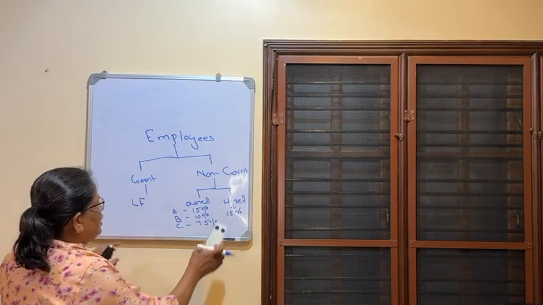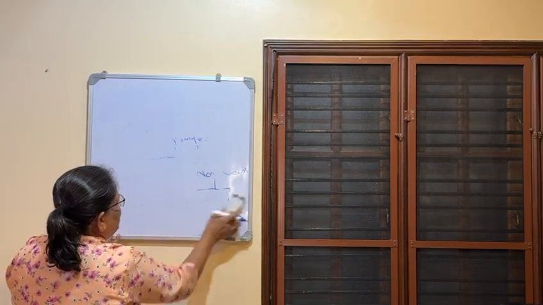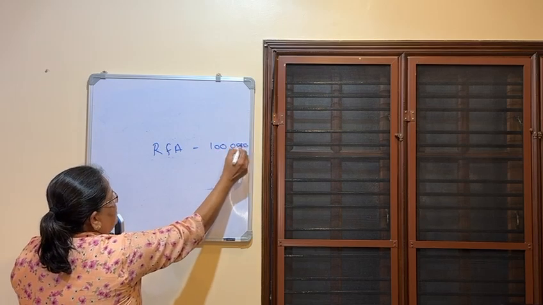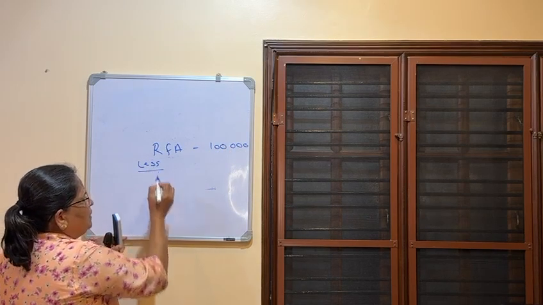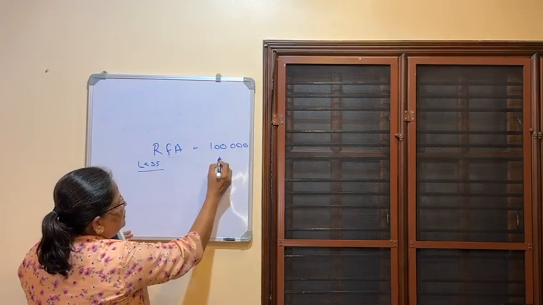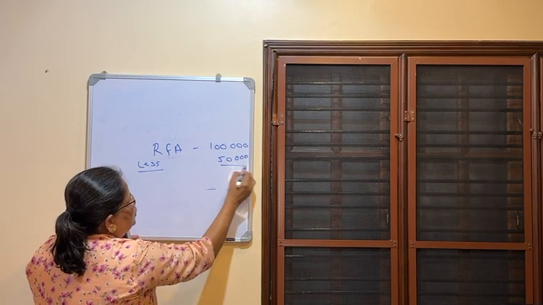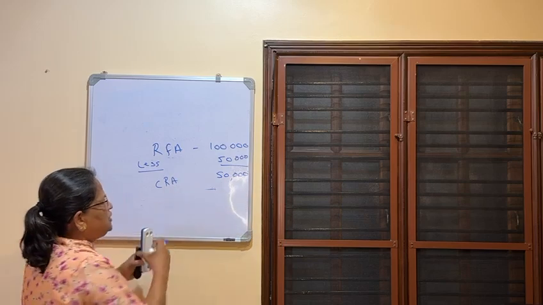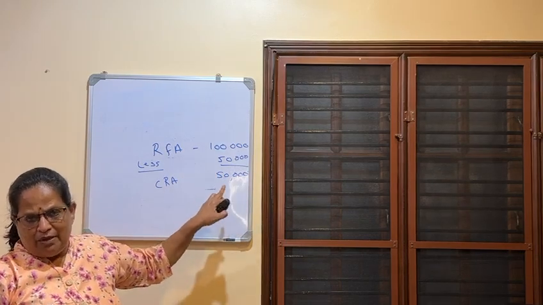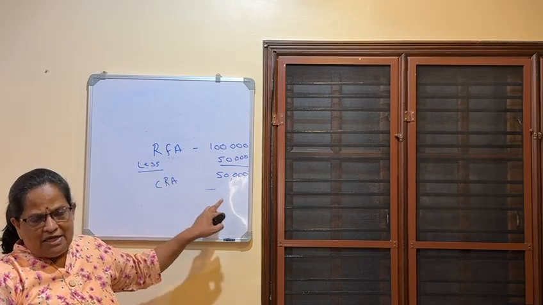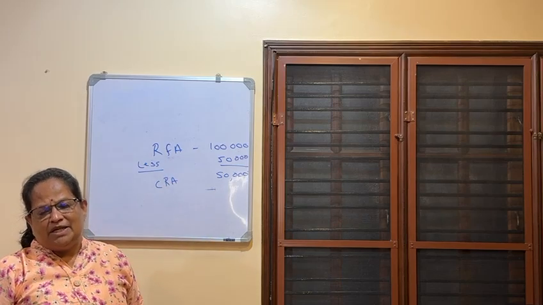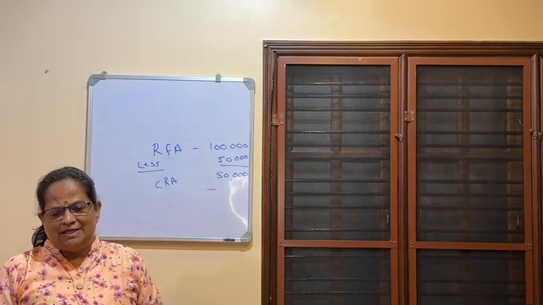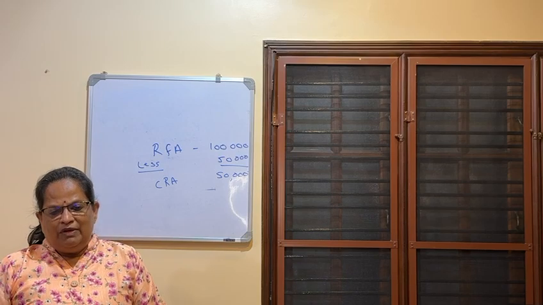Now concessional rental accommodation. Value of RFA you have to calculate. See, value of RFA you calculated as 1 lakh. Imagine the employer has deducted 50,000 from the employee's salary for this. So that meaning concessional rental accommodation value is 50,000. So the computation is simple. RFA value, whatever you have to compute, you have to compute less the rental value, the nominal amount the employer will be charging, that you have to subtract. Then you will get concessional rental value. Now we will do the problems.